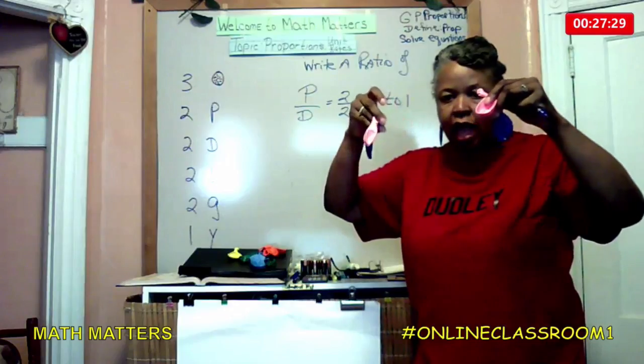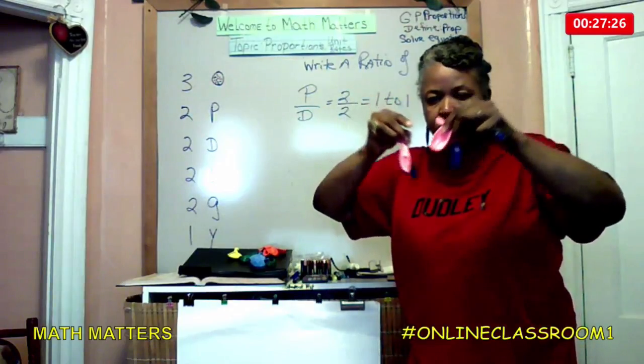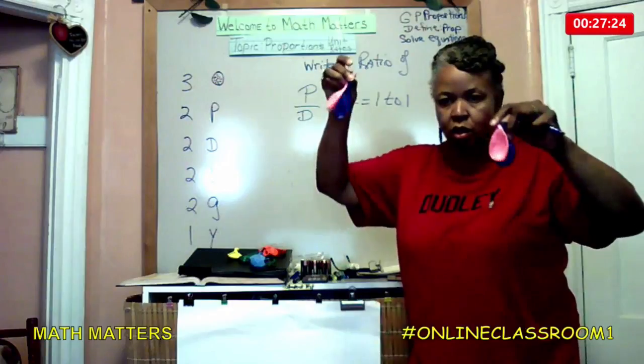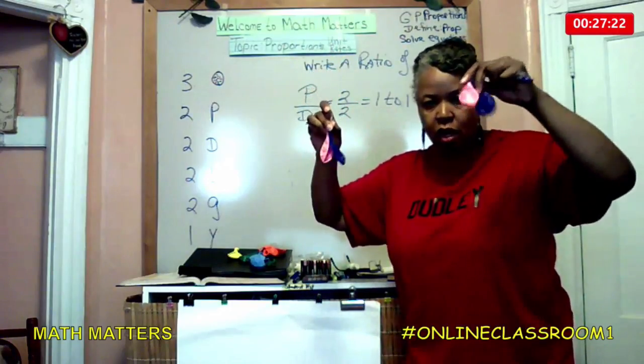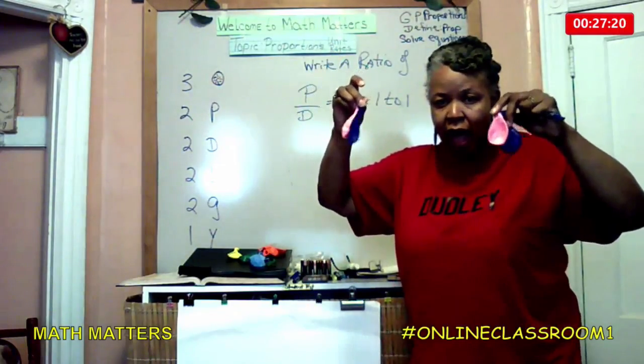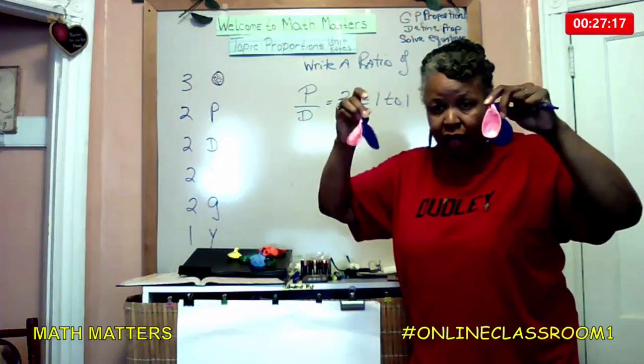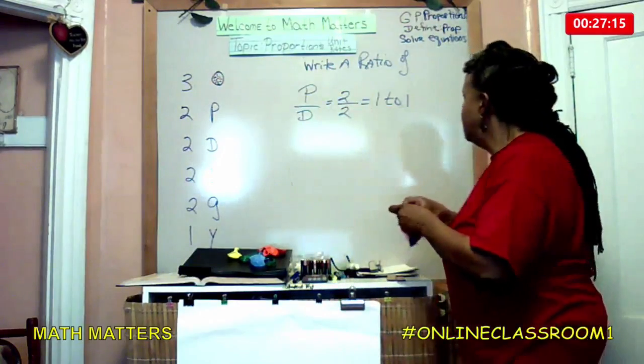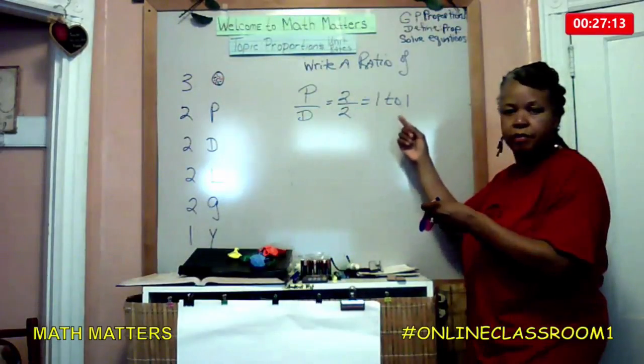Okay? So I have a 1 to 1 ratio. For every 1 pink, I've got a blue. Okay? That's what it means. This is my 1 to 1. Okay?